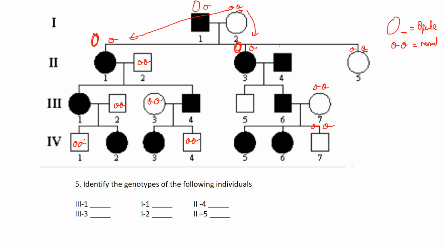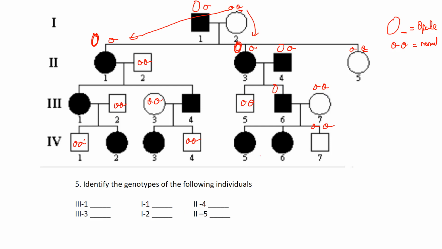This individual here, capital O, again, must be a small little o. Why? Because they had a kid here that was unaffected. So they must have had a recessive normal allele to contribute to have an offspring that's not affected here. Okay, and systematically we can keep going through all of these here.